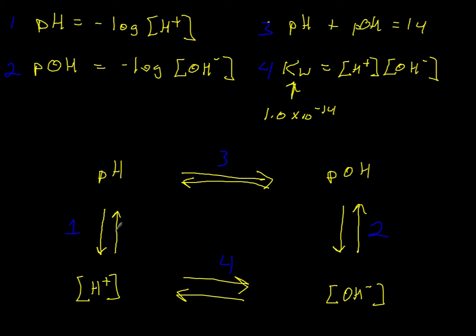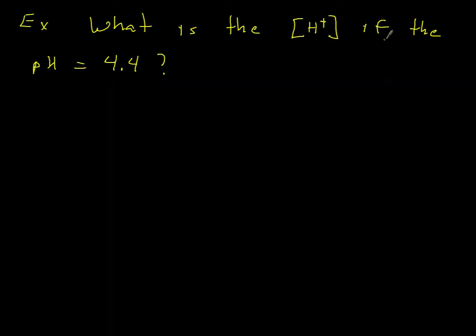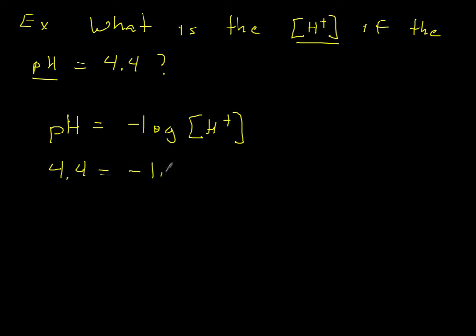Let me do an example of converting the pH into the H concentration, just so you can see that, because you'll see that on some practice, and that will be the last one we do. So what is the H concentration if the pH is equal to 4.4? And so the equation that has both H and pH in it is that pH equation. pH is equal to negative log of the H concentration. In this case, we've been given the pH, so we're going to plug right in here pH, which is 4.4. So 4.4 equals negative log of the H concentration.